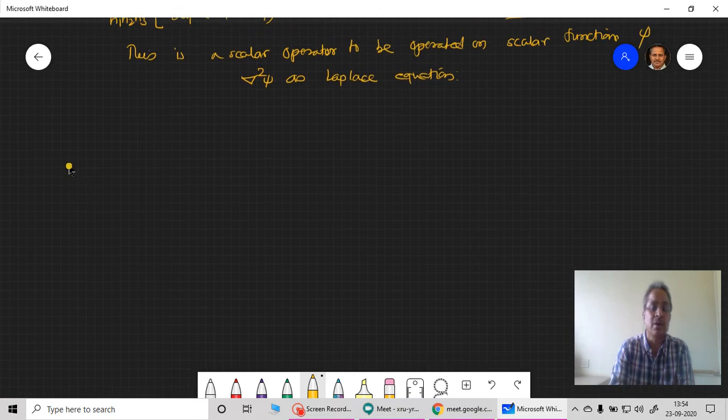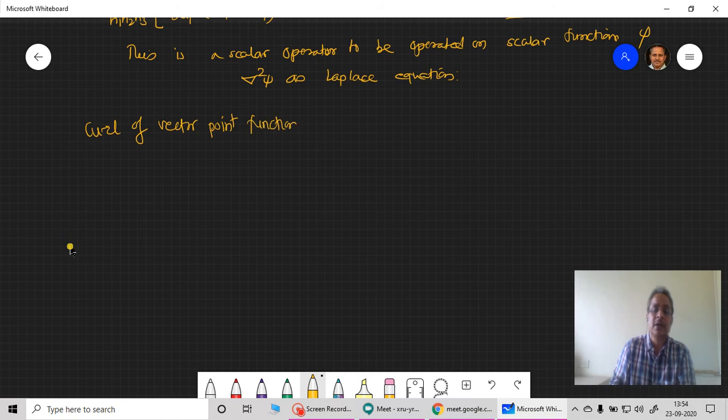See the curl of a vector point function. Okay, give the next title: curl of a vector point function, or curl of a vector function in curvilinear coordinates, or in orthogonal curvilinear coordinates.